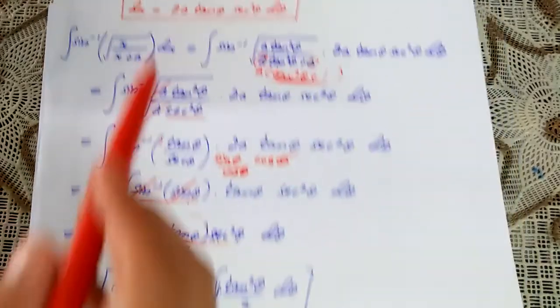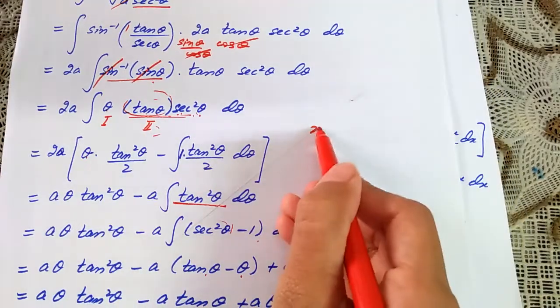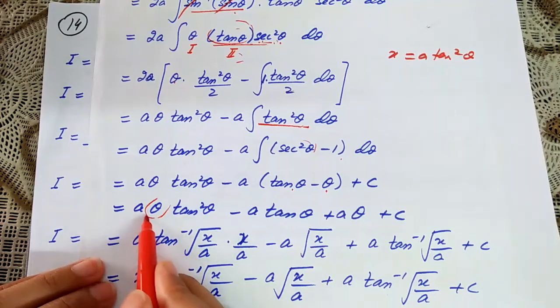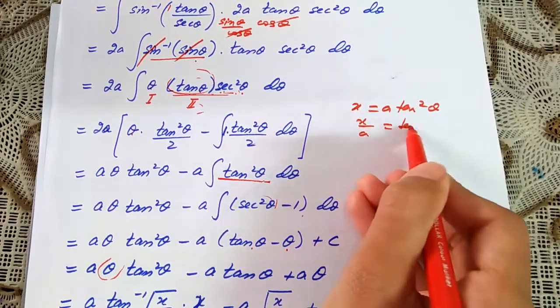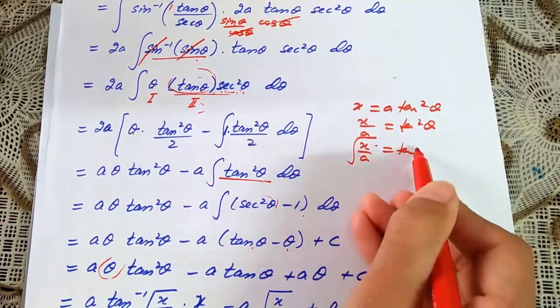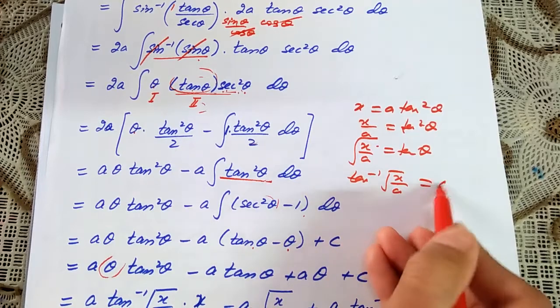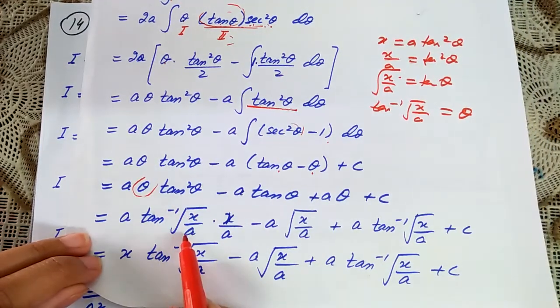Now, our question was in x and we have it in theta. We know that we took x equals a tangent square of theta. We want the value of theta here. x over a will be tangent square of theta. So under root x over a will be tangent theta. So tangent inverse under root x over a will be equal to theta. So just replace in place of theta tangent inverse under root x over a.